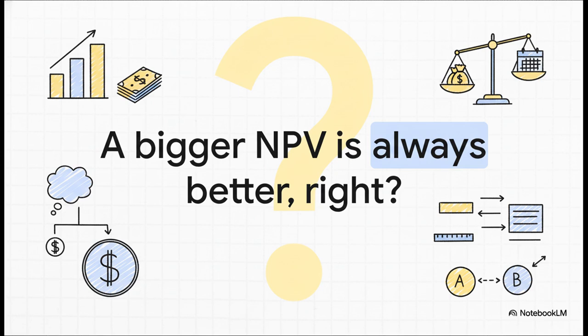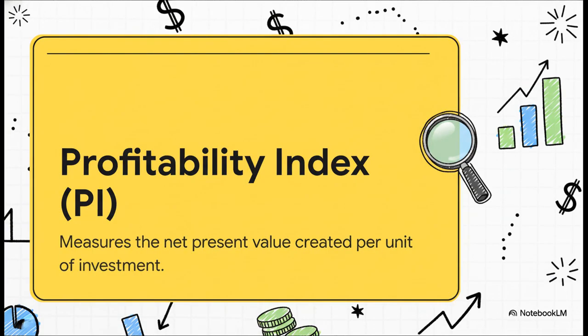Seems like a no-brainer. But what if I told you that focusing only on the total size of the prize could actually lead you down the wrong path? What if there's a better way to look at it? This is where we bring in a little tool called the Profitability Index, or PI. And honestly, it's all about getting the most bang for your buck. It's just a simple ratio that tells you exactly how much value you're creating for every single dollar you invest.